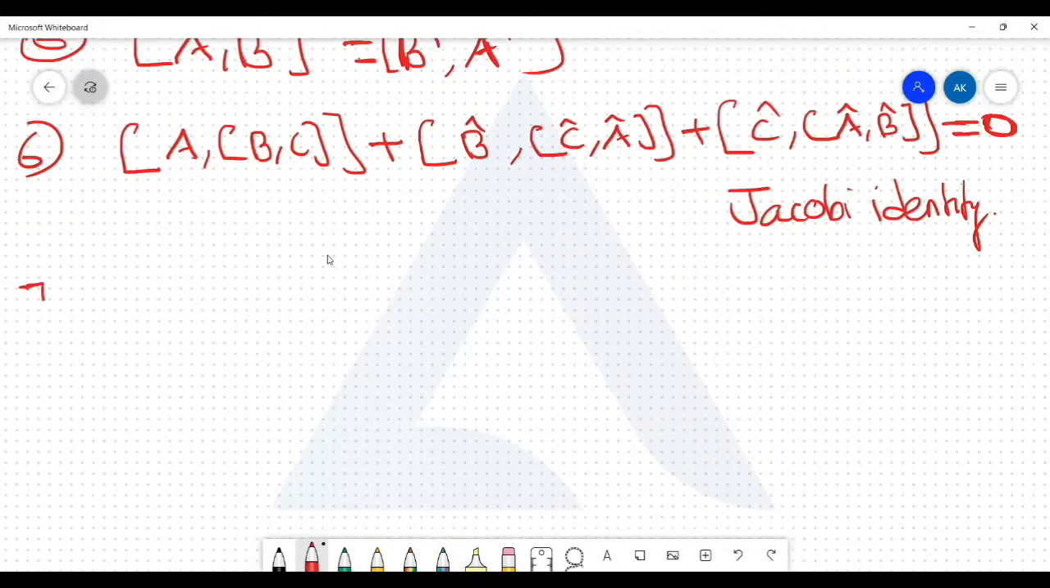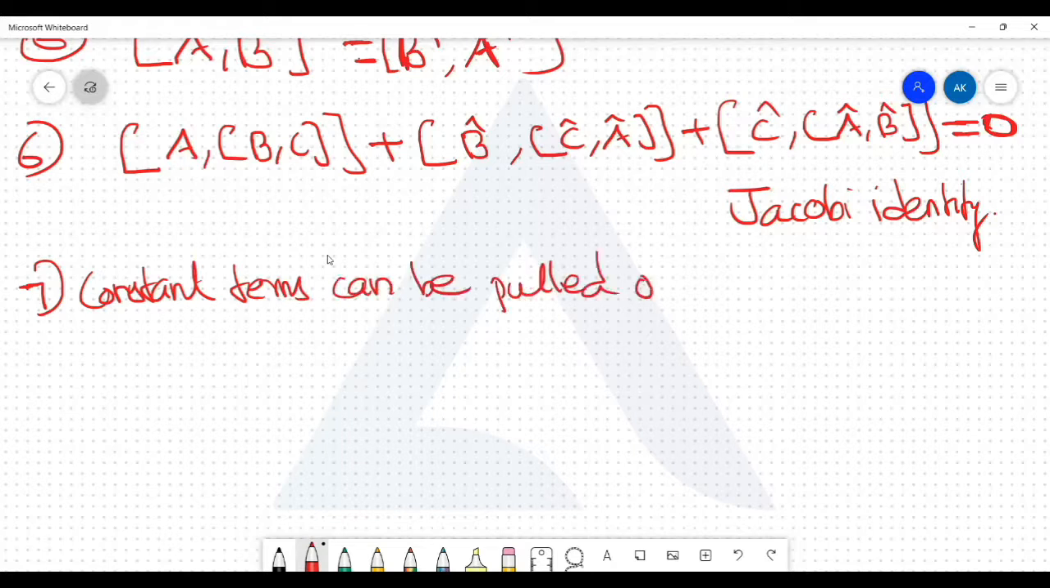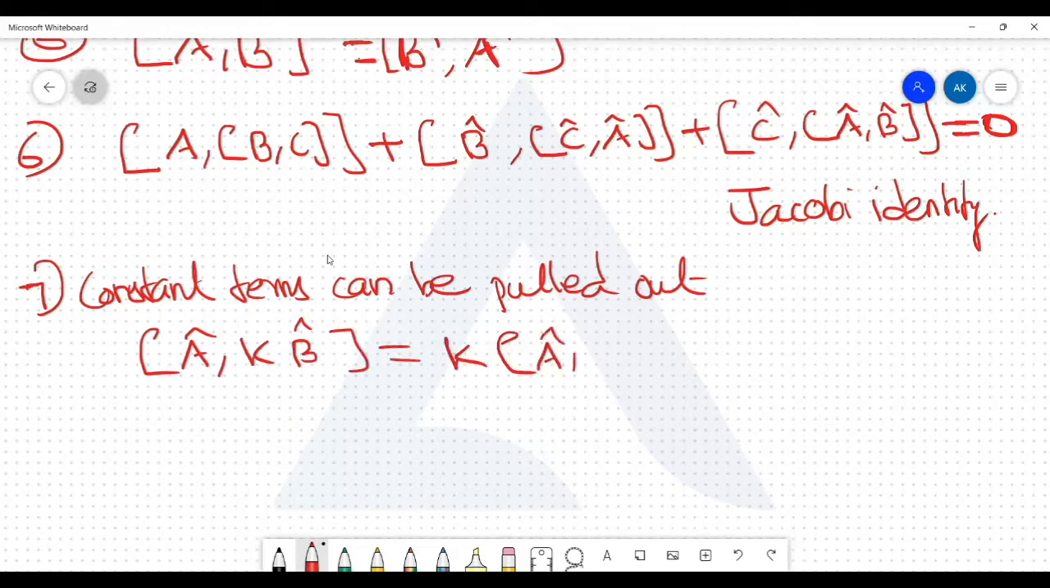And the next one, constant terms can be pulled out. That is, if you have a constant with B in the commutator of A with it, then you can simply pull out that constant. If there is a constant term, then we can pull it out.